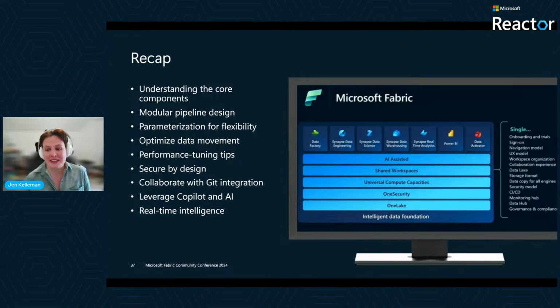So let's do a recap of what we learned today. We've already gone through the core components of Microsoft Fabric. We've discussed the importance of creating a modular pipeline design. We've also discussed parameterization for flexibility and optimizing data movement, as well as performance tuning tips, secure by design, collaboration with GitHub, leverage Copilot and AI, and real-time intelligence.